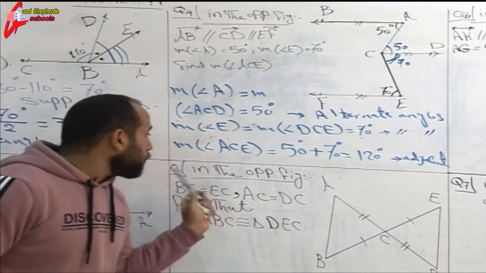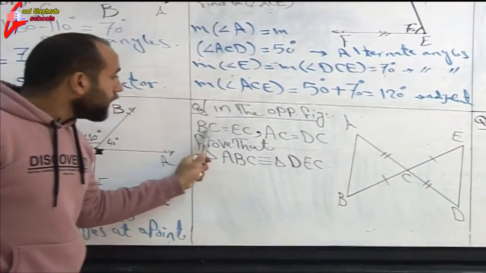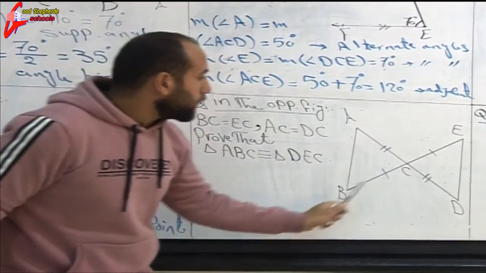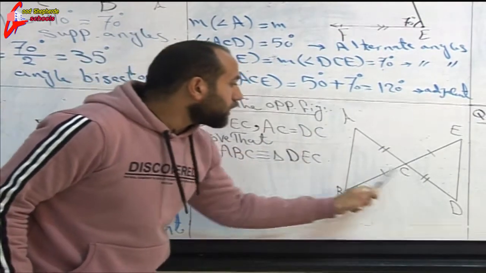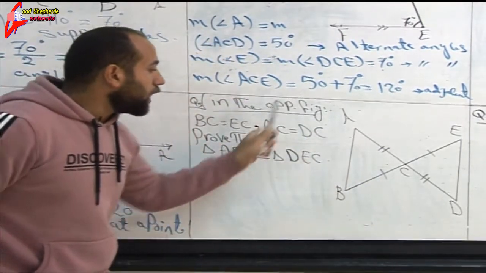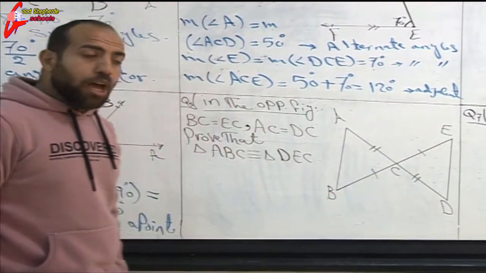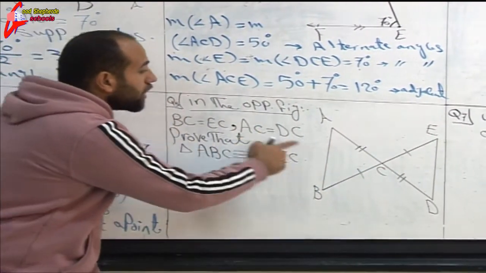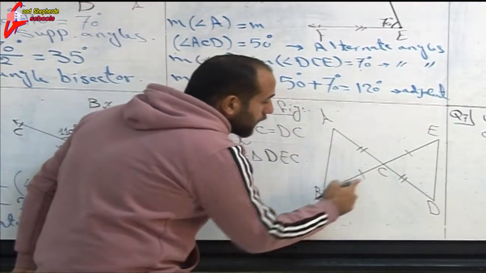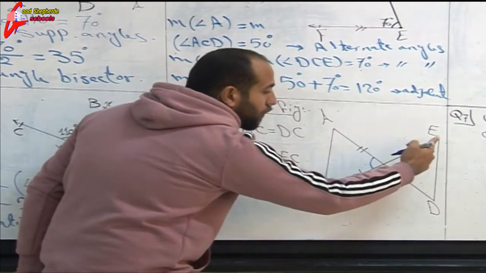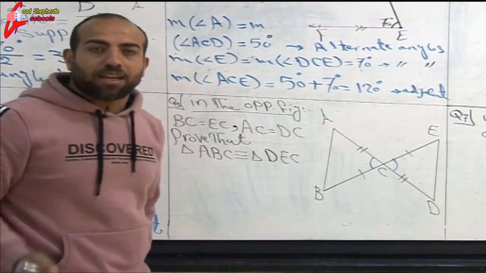Now let's move to question number 5. In the opposite figure, BC equals EC, and AC equals DC. Prove that triangle ABC is congruent to triangle DEC. First of all, I have two sides equal, and I have measure of angle ACB equals measure of angle ECD because they are vertically opposite angles.